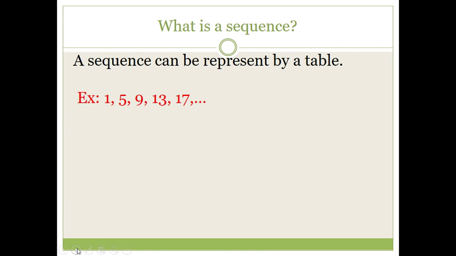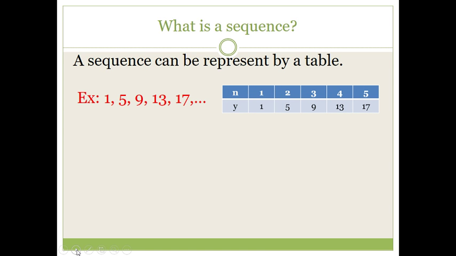Alright, so a sequence can also be represented by a table, as you've seen in your lessons. So let's take the example that we had earlier, 1, 5, 9, 13, and 17. We can write it in a table in this way, where I have n as 1, 2, 3, 4, 5. You've seen that in your lesson. In our output, the sequence itself is generated as a table of y values.